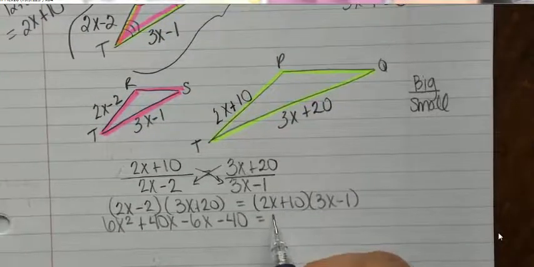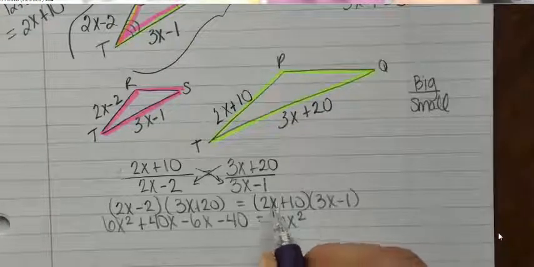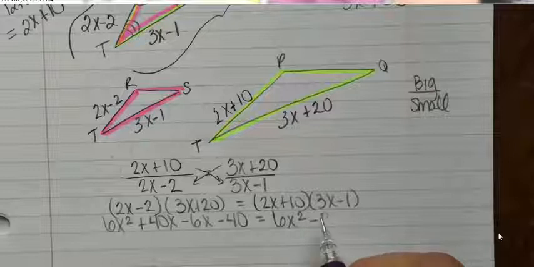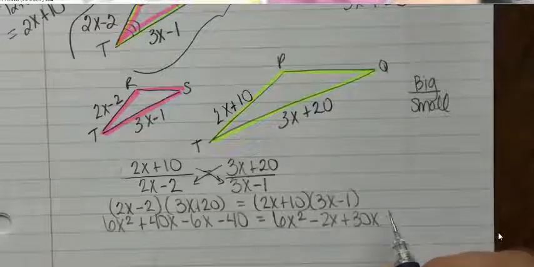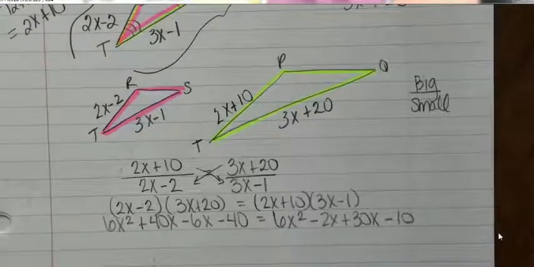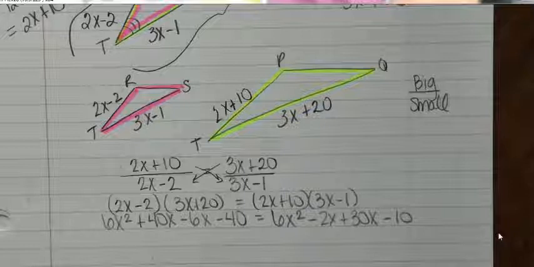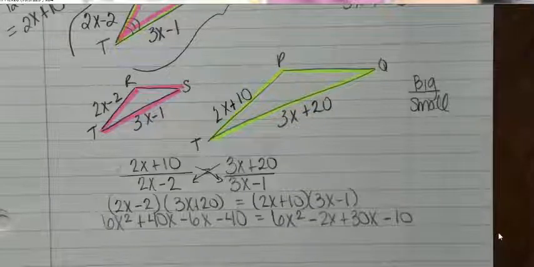And on this side, I'll also have a 6x squared, my first. My outers are going to give me negative 2x. My inners are going to give me a positive 30x. And my last ones are going to give me a negative 10. This is going to work out really nicely for us. I'm very excited about this. Simplifying gives us 6x squared, and then combining like terms, that's a positive 34x and a negative 40. Moving over here, I'm going to have a 6x squared plus 28x minus 10.